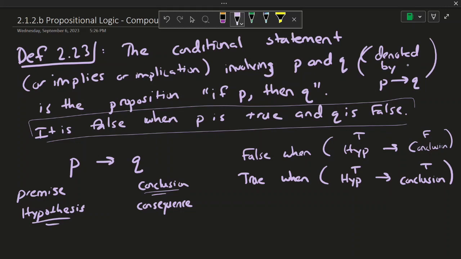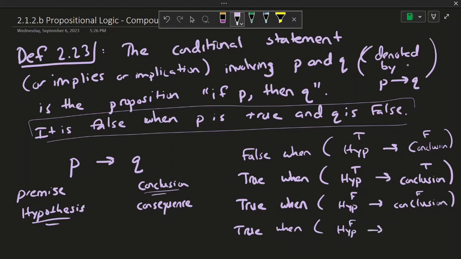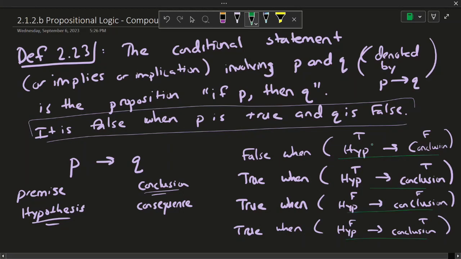What's really counterintuitive are the other true statements. It's also true if we have a hypothesis that's false, and it doesn't matter at all what the conclusion is. The conclusion could be false as well, and overall the conditional is true. Like I said, if the hypothesis is false, all bets are off. It doesn't even matter if the conclusion is true. The overall conditional statement is true. And that's pretty counterintuitive.